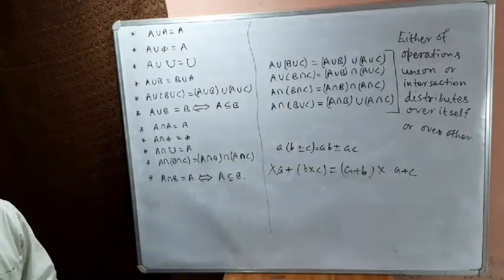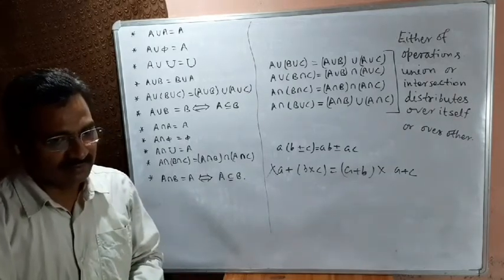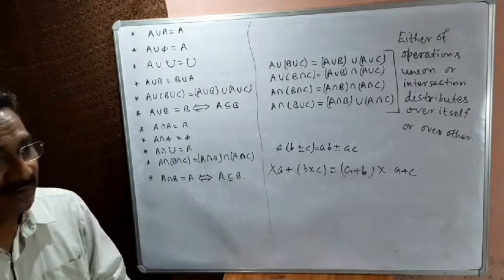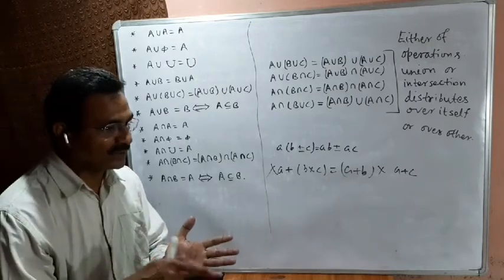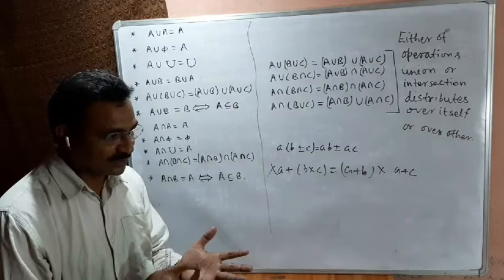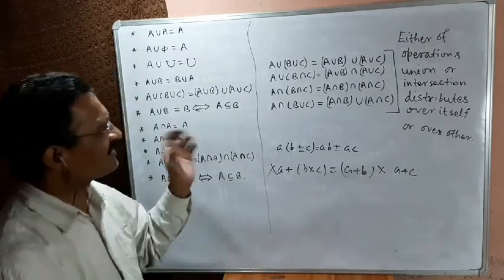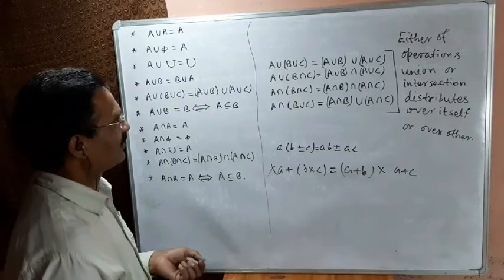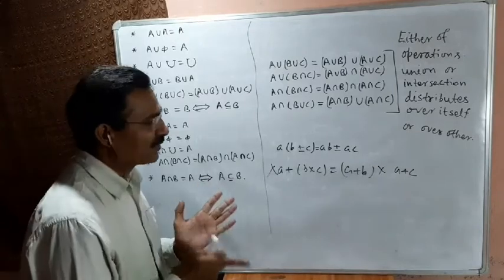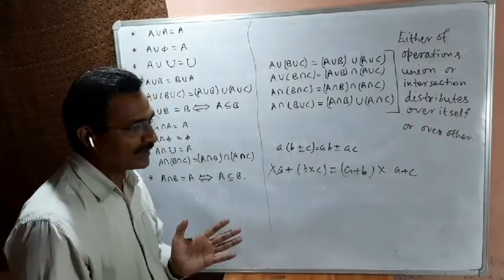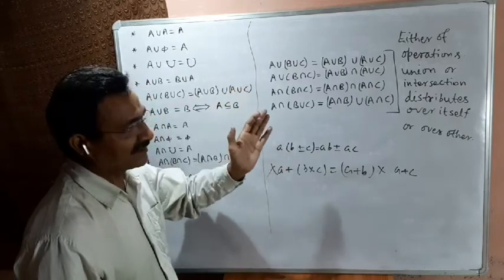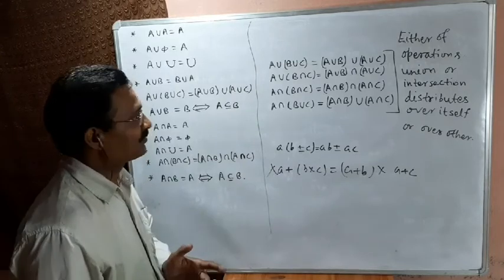So these four results can be said in a single sentence like this. Either of the two operations, meaning either union or intersection, will distribute over itself, meaning union over union, or over other, meaning union over intersection, intersection over union. This is a very interesting result. In the four fundamental algebraic operations, such an event never happens. You know multiplication distributes over addition, but addition does not distribute over multiplication. But here union distributes over intersection, and intersection also distributes over union.